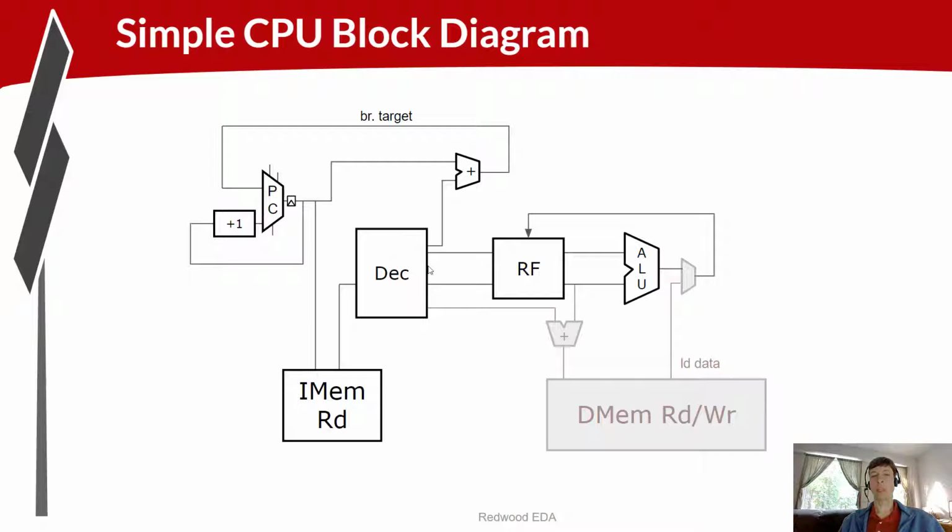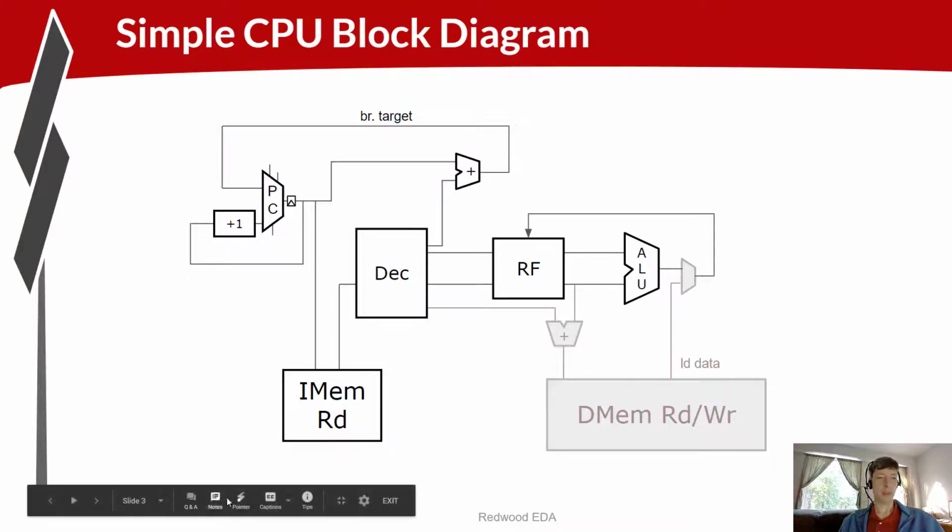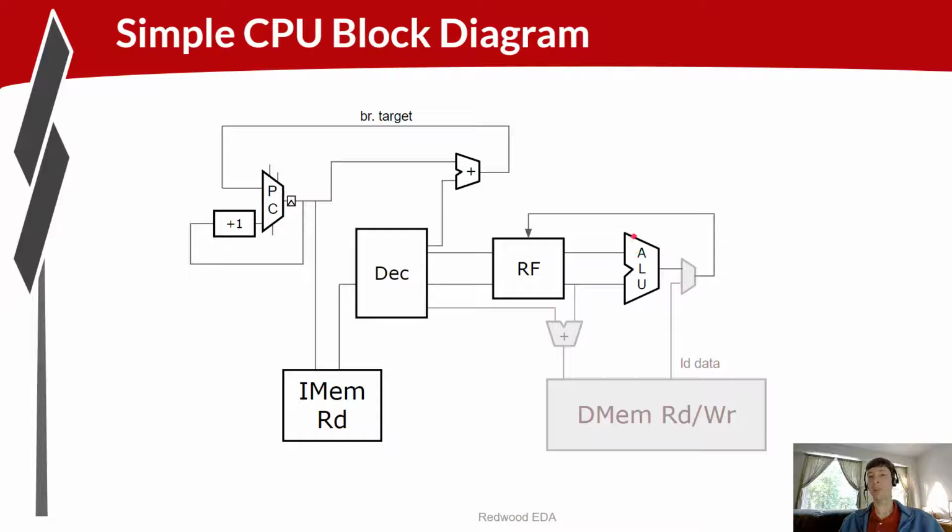Once we've decoded and figured out what registers we're operating on, we need to read those registers from the register file. The register values come out and go into the arithmetic logic unit. For arithmetic instructions like an add, we're going to operate on those two source registers, perform an add, and produce a result. That result is going to circle back and write into the register file at the appropriate index specified by the instruction.